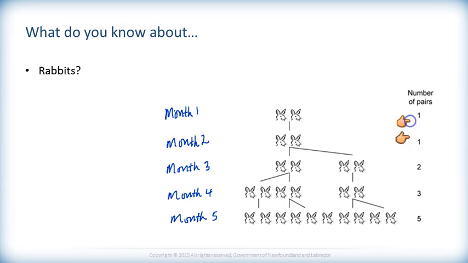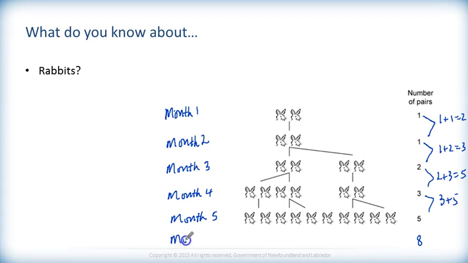The pattern is 1 pair, 1 pair, 2 pairs, 3 pairs, 5 pairs. If you add up each pair of terms, 1 plus 1 gives you 2. That will give you the number of rabbits for the next month. 1 plus 2 equals 3. That's the number of rabbits for the next month. And 2 plus 3 equals 5. And 3 plus 5 will give you 8 pairs of rabbits at the end of month 6.